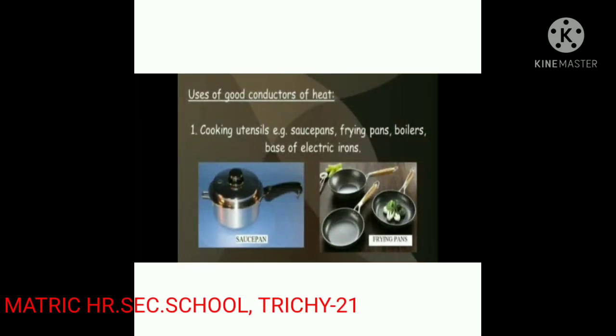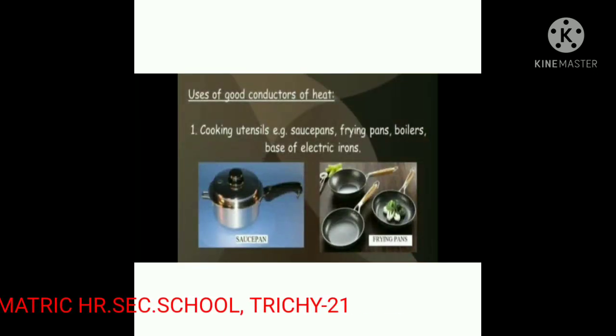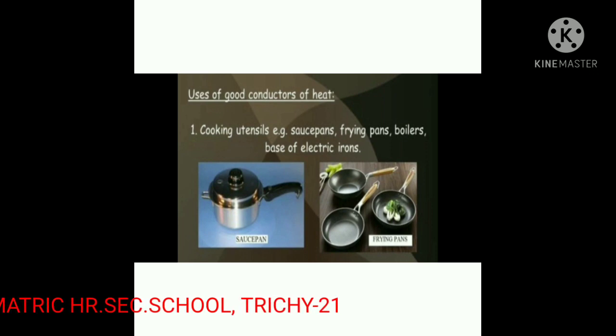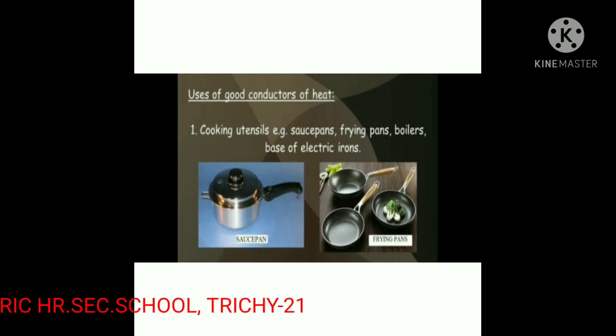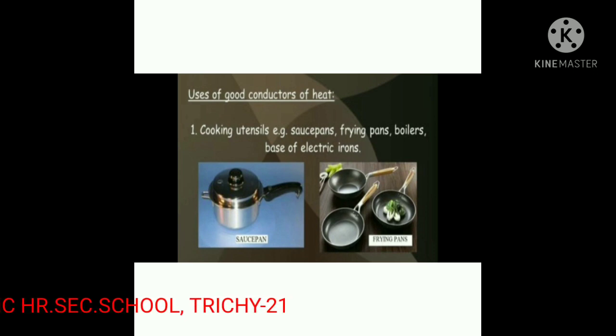Cooking utensils, for example saucepans, frying pans, boilers and the base of electric irons, are good conductors of heat. We cook food in vessels made of metals. When the vessel is heated, heat is transferred from the metal to the food.